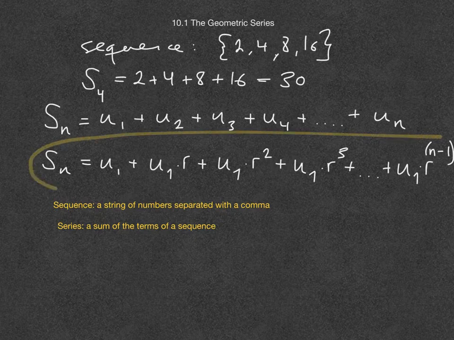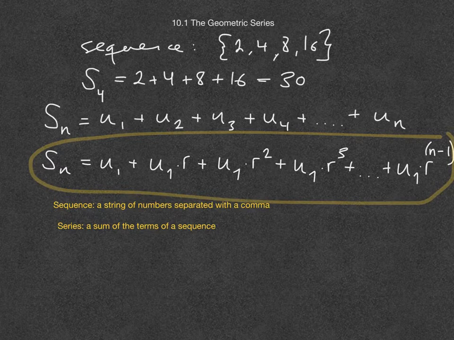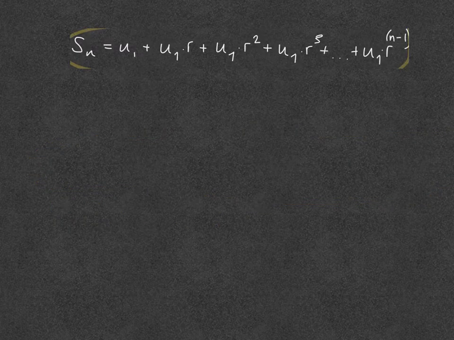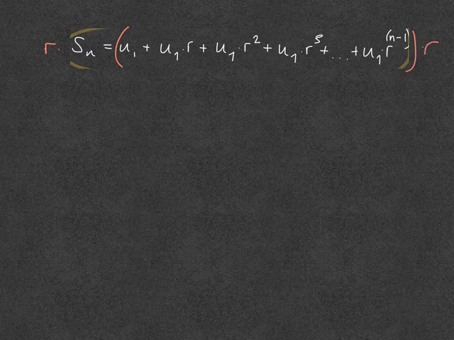Now, we're going to take this with us to the next page, and we're going to do a bit of magic with that. I say magic because we're going to use a little trick here. We want to find a formula for summing up this series, summing up the terms of this geometric sequence. And one little trick that we're going to do is to multiply each side of this equation with r.